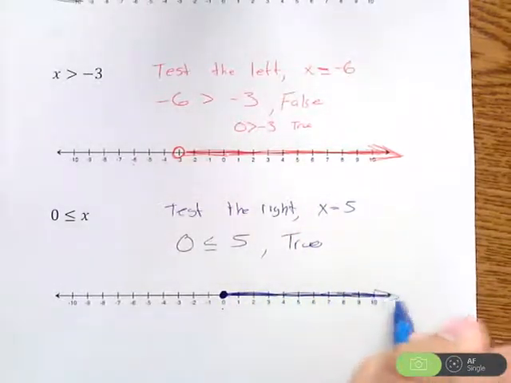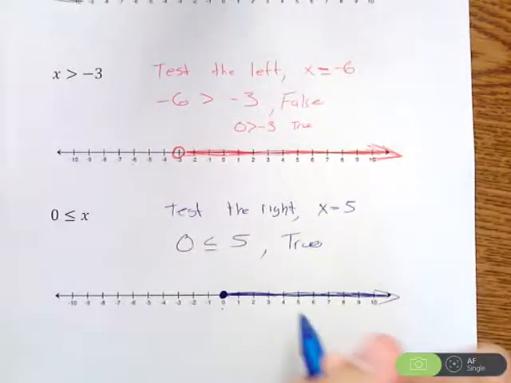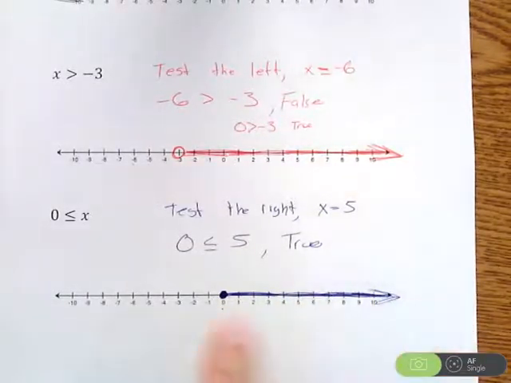So what this means is all these numbers over here that are shaded in are all solutions to this problem, including 0 because it's a filled in circle. And that was graphing inequalities.